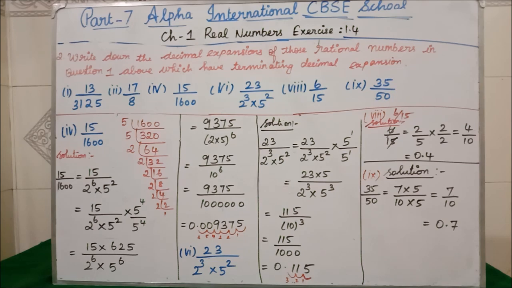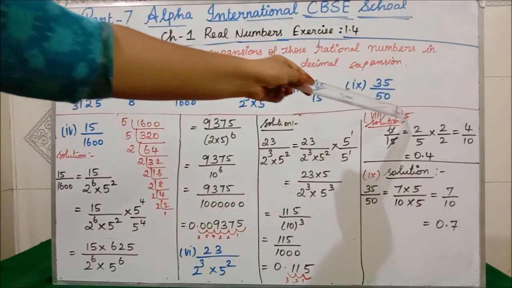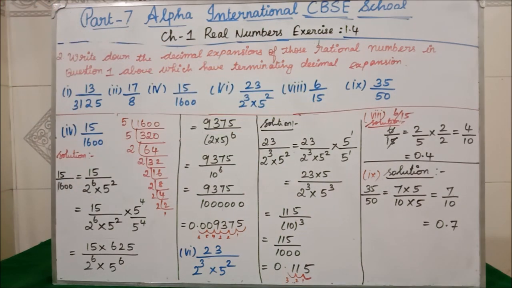Both will go in the 3 table, as we saw in the first subdivision, isn't it? So the same thing we are doing here. If you cancel 6 divided by 15, we get the answer 2 by 5. Only 2 by 5 we are getting. To get it in the form of 2 power m into 5 power n, we have got 5.